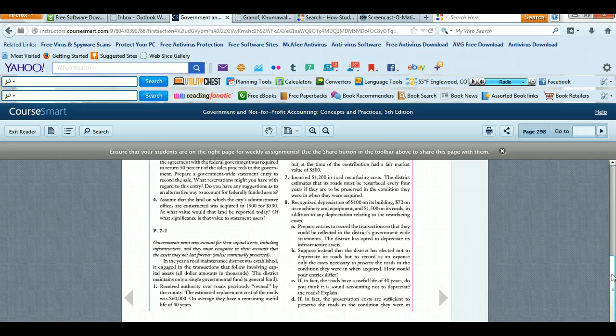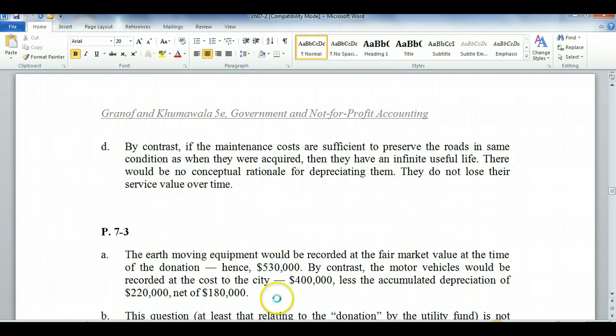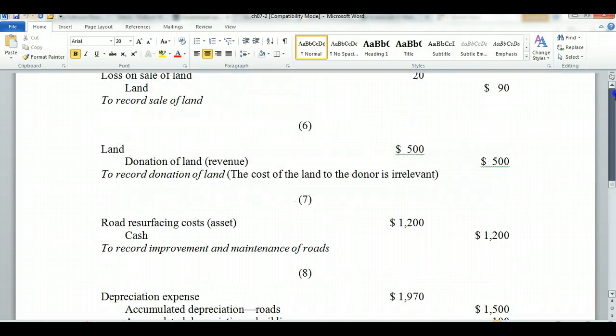Now, in this year, a road maintenance district was established, and it engaged in these transactions related to capital assets. It received authority over roads previously owned by the county. The estimated replacement cost of the roads was $60,000. On the average, they have a remaining useful life of 40 years. So how would we report this on the government-wide financial statements?